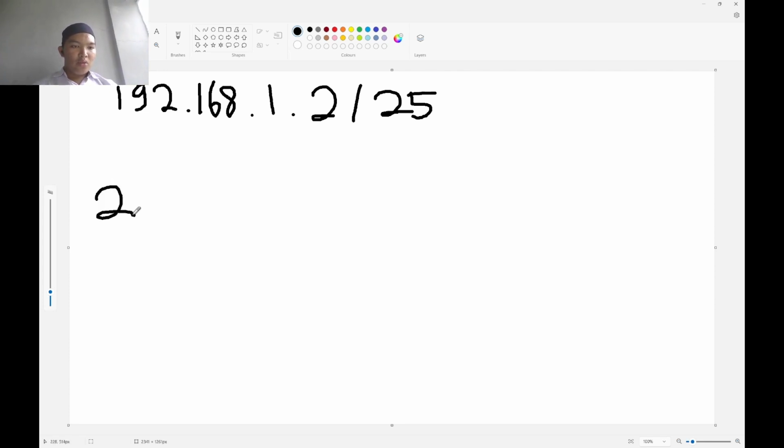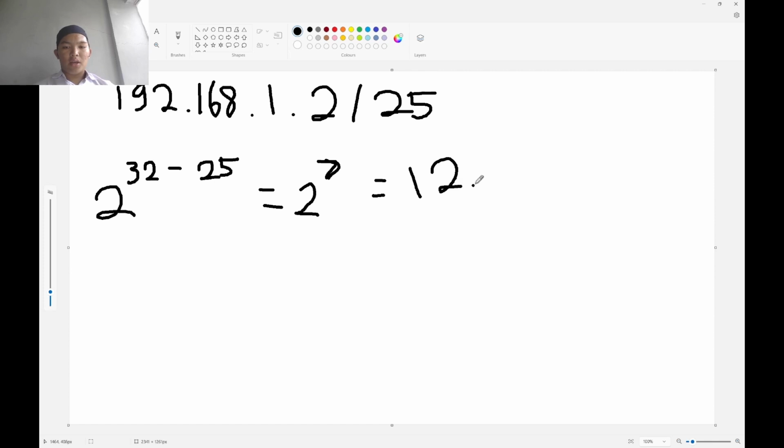First is 2 to the power of 32 minus prefix. Because the prefix is 25, 32 minus 25 equals 7, so 2 to the power of 7 equals 128. This is the total hosts per block of subnet, or per group.